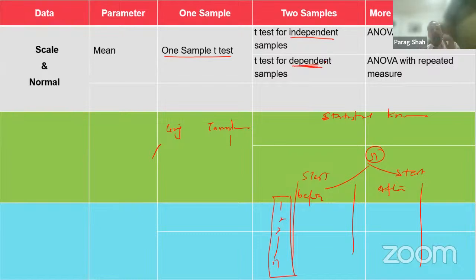So when the sample units are the same, here you can see the individuals in Gujarat and individuals in Tamil Nadu are separate, they are different. So when the units are different, it is independent. When the units are the same, just like before and after, then we say it is dependent. It is also very famously called a paired t-test.